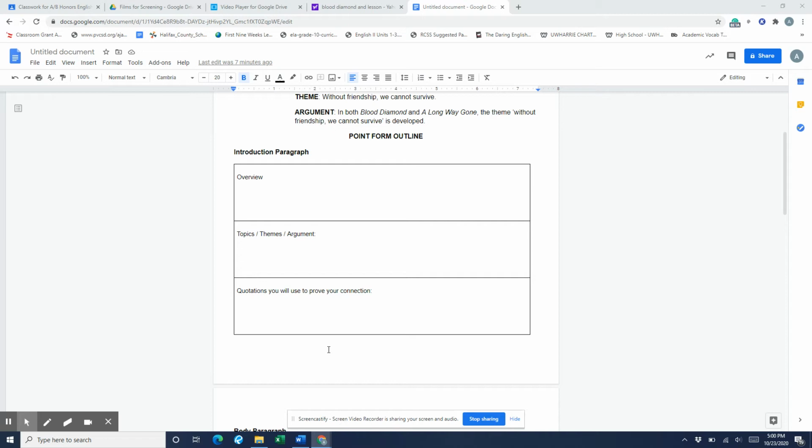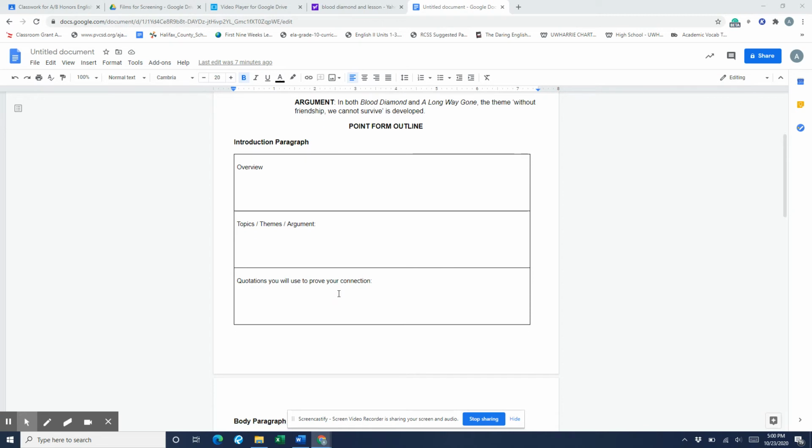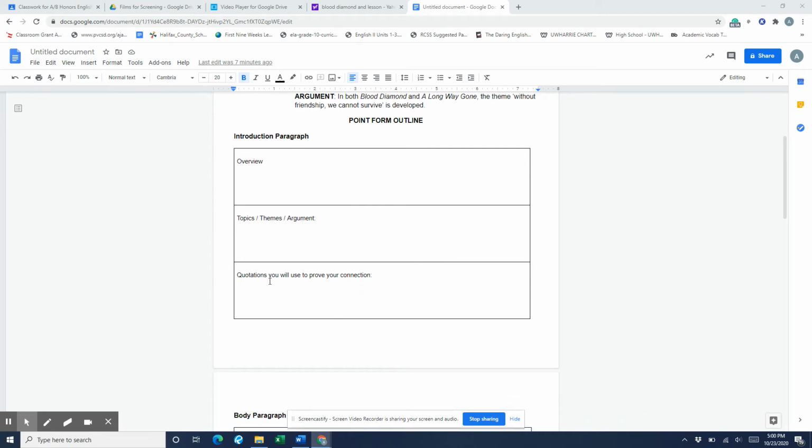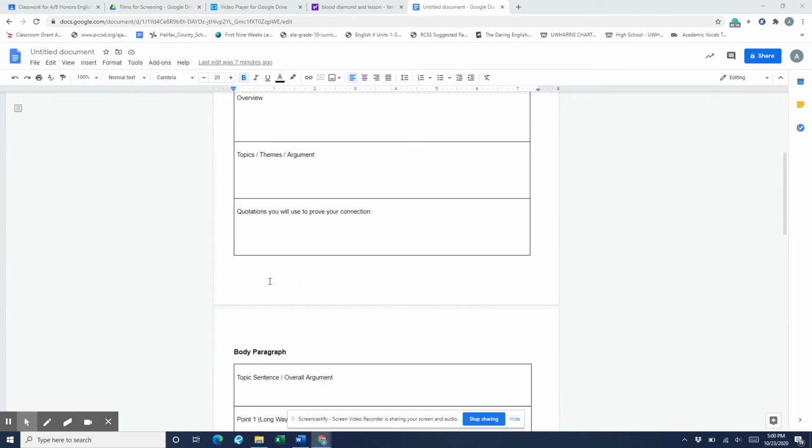But that's what you would put for the theme and argument part. And then you're going to elaborate a little bit, with quotations you will use to prove your connection. You can either use a quote from the movie or the book, or you can use a specific way that you're going to prove that these two texts, A Long Way Gone and Blood Diamond, both focus on war and have a similar message or a different message.